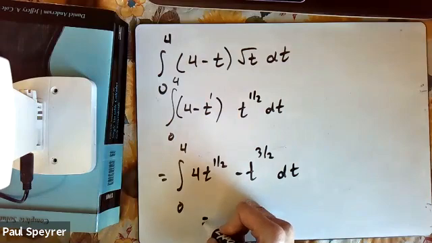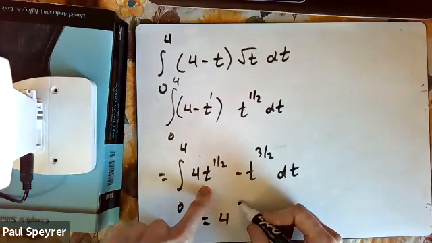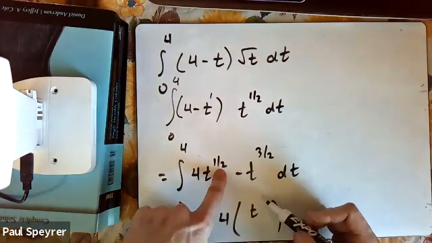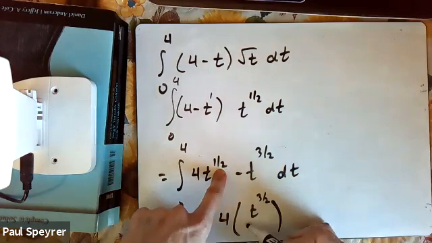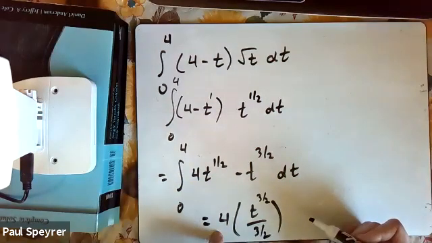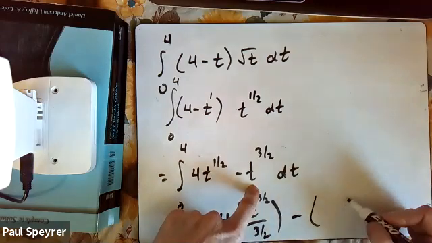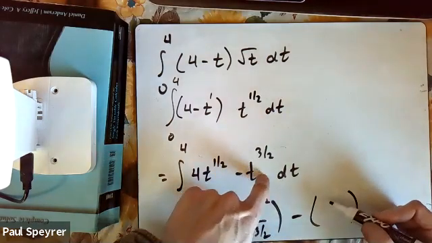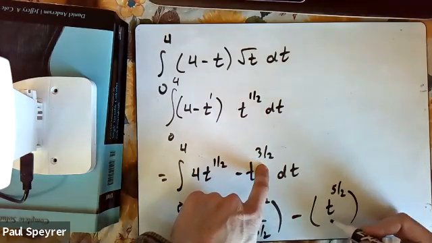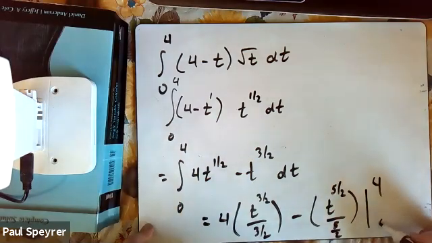Now let's go out there and integrate. What's the antiderivative of t to the 1/2? Remember, it's going to be t to the 1/2 plus 1. That's 3/2 over, again, 3/2. I still have that 4 out there. And then minus, moving on to the second piece, what's the antiderivative of t to the 3/2? Well, it's t to the 3/2 plus 1. So that's t to the 5/2 over 5/2 again. And we're evaluating that from 4 to 0.